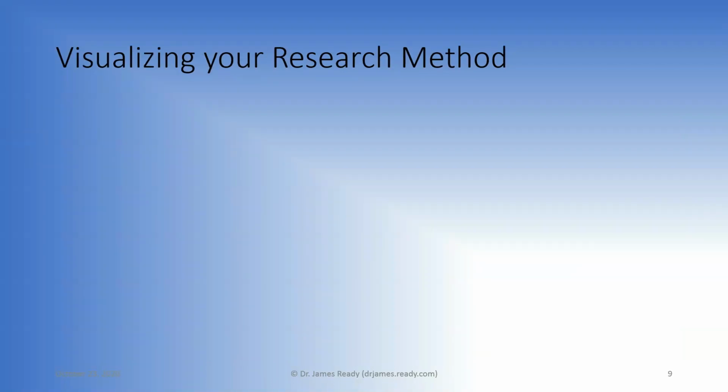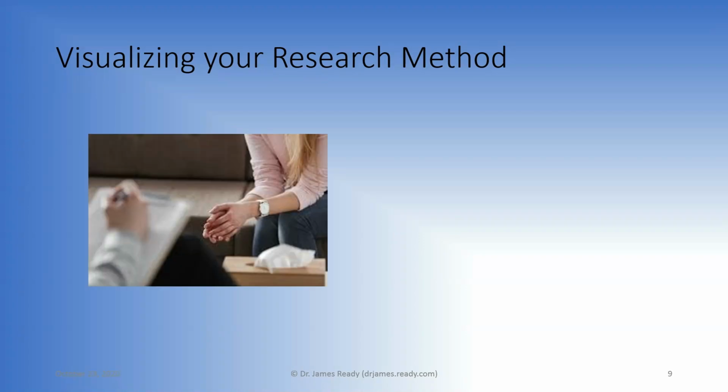So I want you to consider this. Visualize the execution of your study not from your lens, but from the participant's lens, and think about what they're going to do. Take a look at this picture. What do you see? I see what appears to be a man writing on a piece of paper with a woman leaning in. Could this be an interview where the man is taking notes and the woman is describing a lived experience?